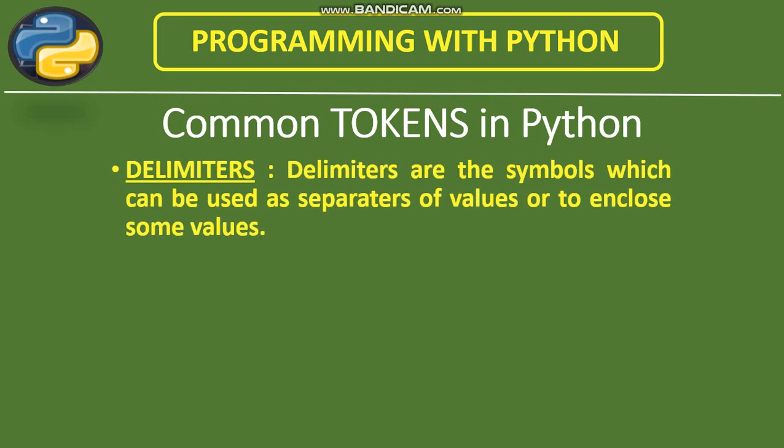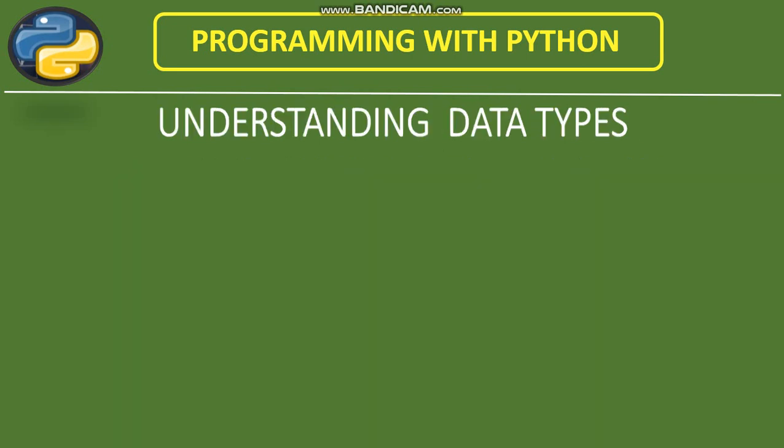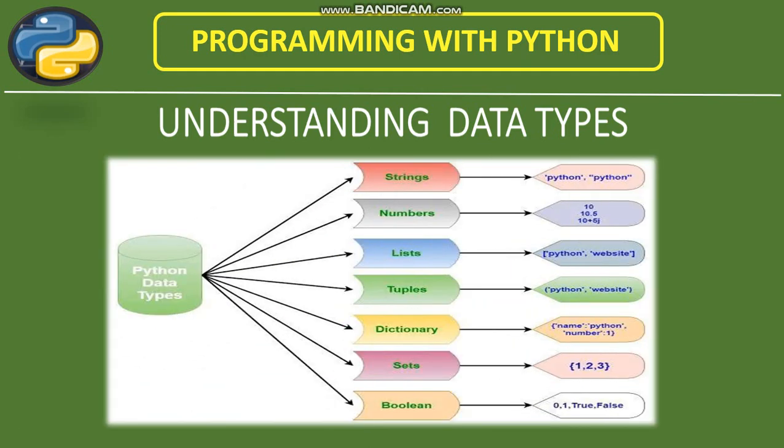Delimiters, another very important token used in Python programs. Separators are known as delimiters. Separators like comma, semicolon, inverted quotes, curly braces, square brackets, etc. Now another very important term you should learn before learning advanced coding or whatever program you want to make: data types, a very basic concept.